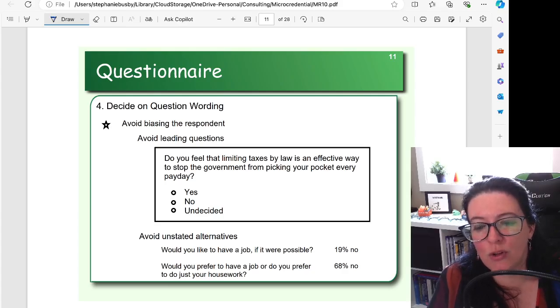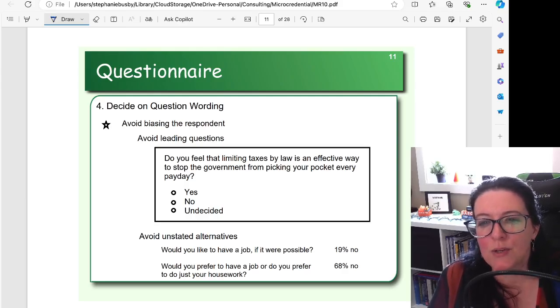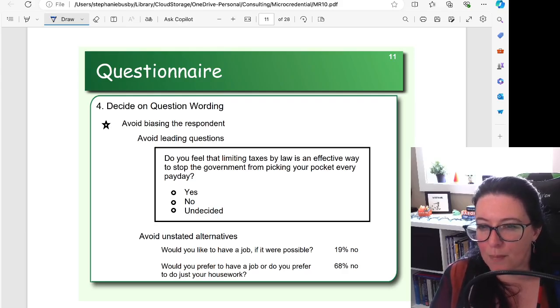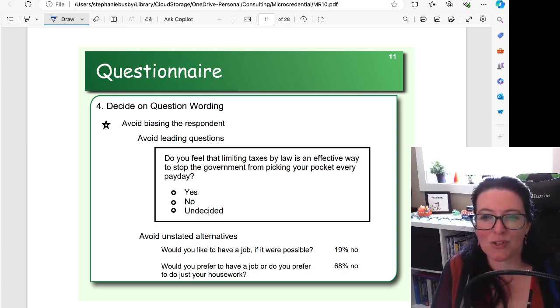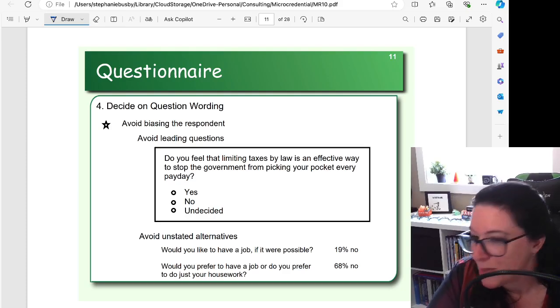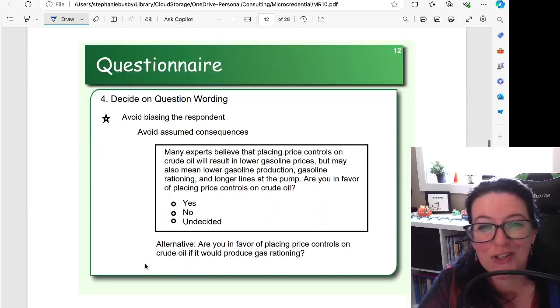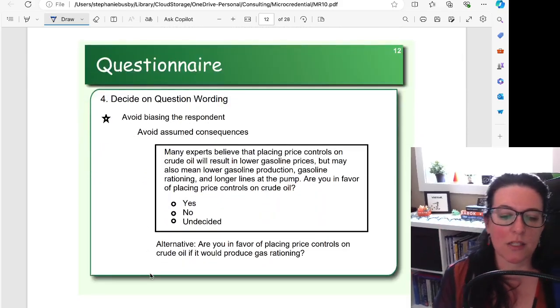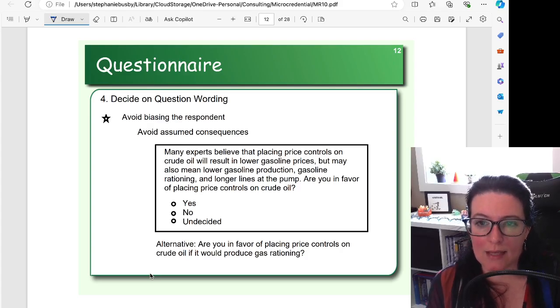With the first one, would you like to have a job if it were possible? There's a lot of unknowns there, that part about making it possible or not. So we do want to be very clear as to what the alternatives are, and also clear in the options. If you're saying, do you prefer to have a job or do you prefer to stay at home, then the answers should be job or home, not yes or no. So be careful about how you word your questions. It's always a good idea to have somebody else answer your survey as a test, to make sure there is not some response they would give that's not there, and to make sure that it makes sense.